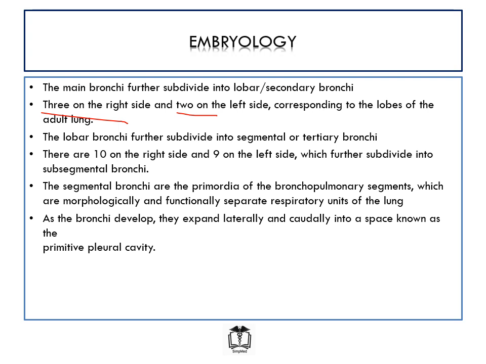On the right side, the three lobar bronchi subdivide to form 10 tertiary, or segmental, bronchi, and then the two left secondary bronchi further divide to form 9 tertiary, or segmental, bronchi. Segmental bronchi are usually the primordium of the bronchopulmonary segments, and they are morphologically and functionally separate respiratory units, as we'll discuss in a separate module. As the bronchi develop, they expand laterally and caudally into the space known as the primitive pleural cavity, and eventually they'll give rise to the entire respiratory tree.